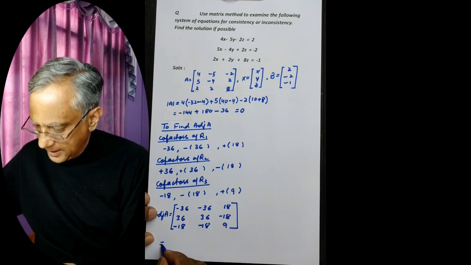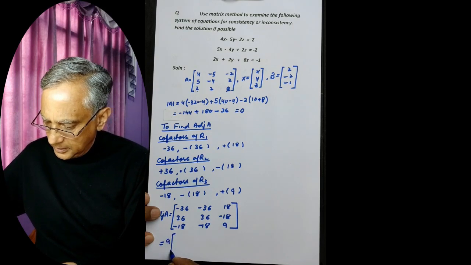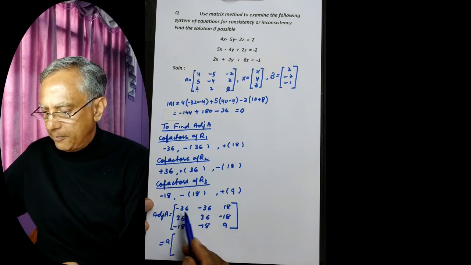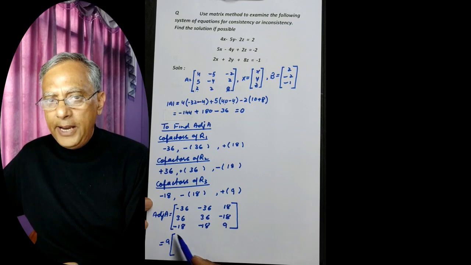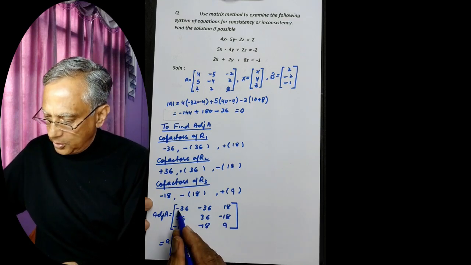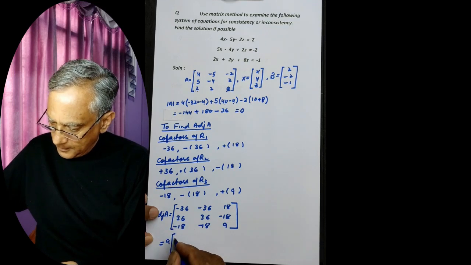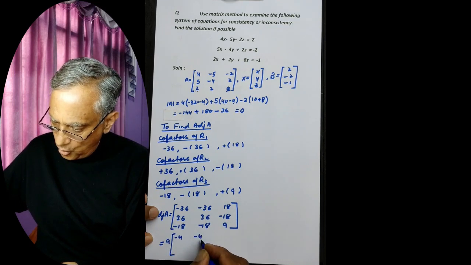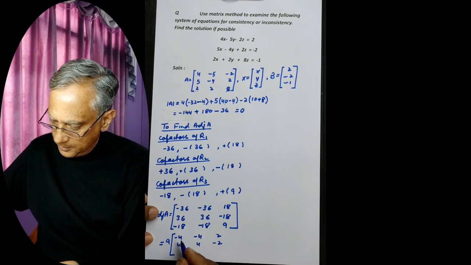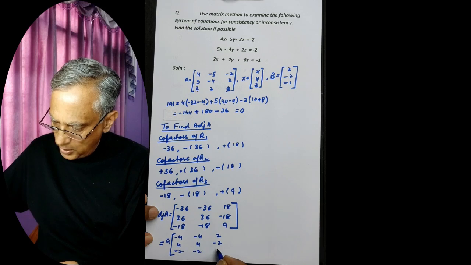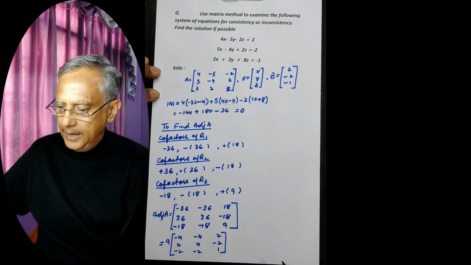Now this matrix can also be written as, we can take 9 common. Now when we take anything common from a matrix, we take it common from each and every entry of the matrix. So take 9 common from each and every entry. This will be minus 4, 2, 4, 4, minus 2, minus 2 and 1. This is adjoint of A.